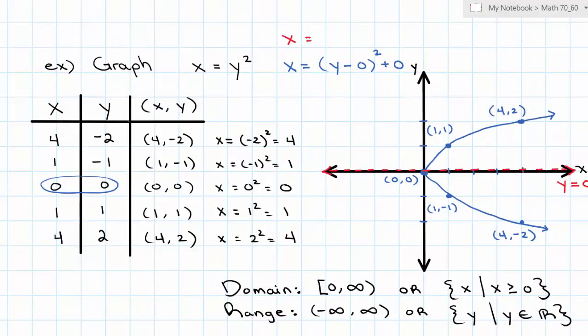So if we were to compare it to x equal to a times (y minus k) quantity squared plus h, we could see here what each one of our values would represent. A would be equal to 1, k equal to 0, h equal to 0.